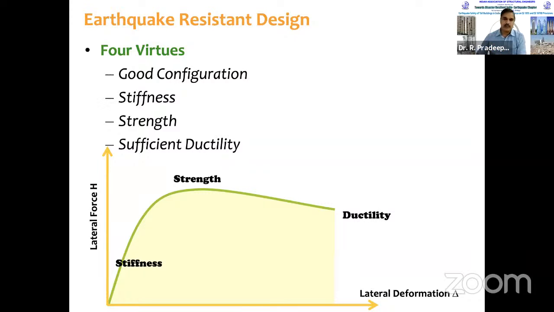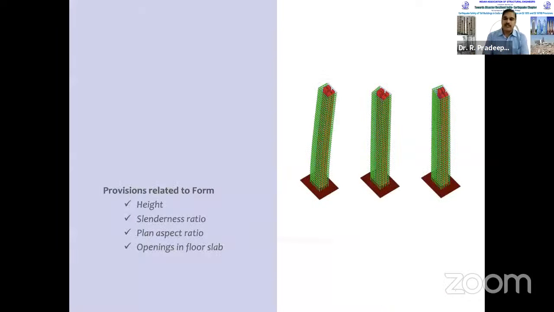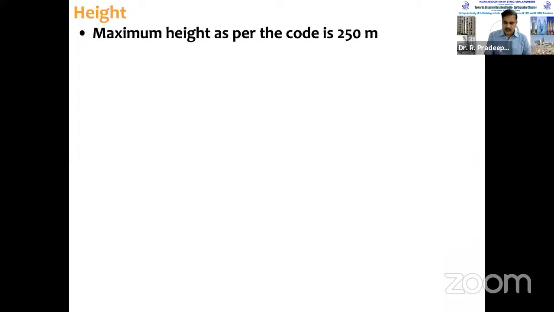Now let me come to some provisions. First, let's talk about provisions related to form. I'll discuss height, slenderness ratio, plan aspect ratio, and openings in floor slab. Let's look at height.